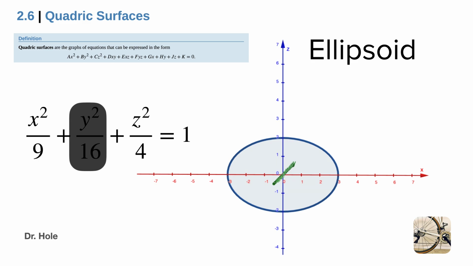Repeat, covering up y. In other words, y equals 0, that's the xz plane. We result in another ellipse. Here on the horizontal axis, the intercepts are at different values. So while it is an ellipse, it takes a different form, a different shape.